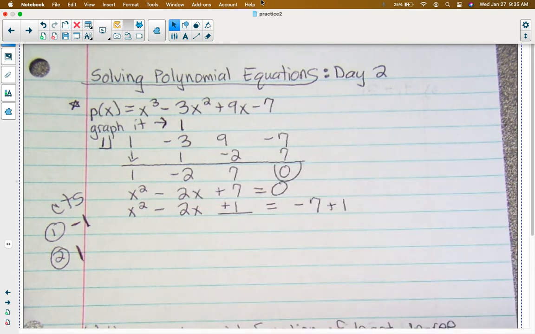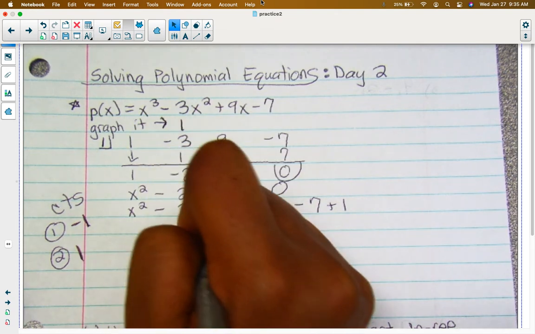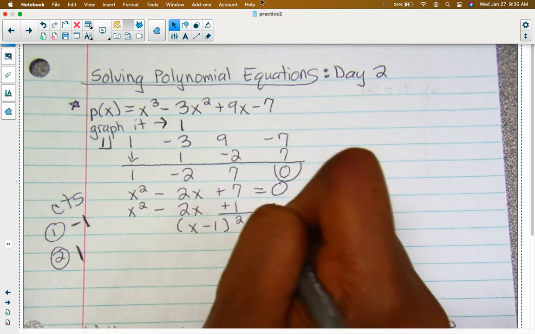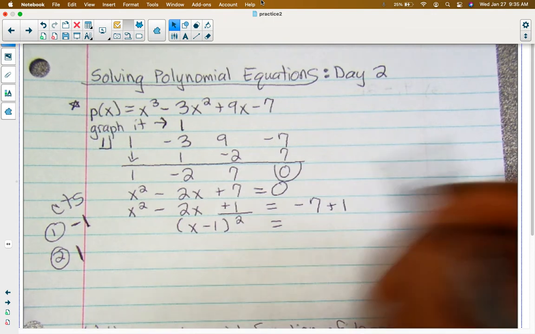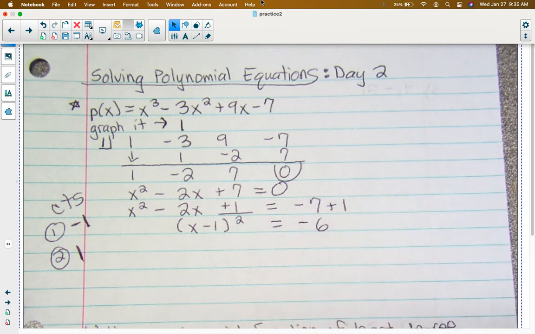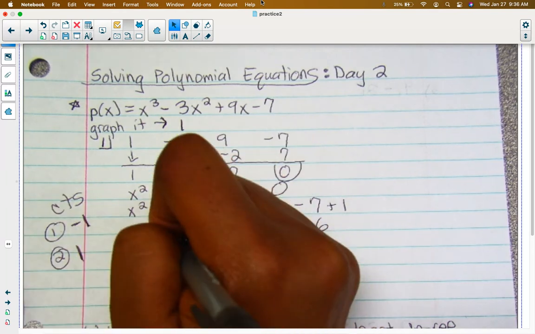From here, we factor it. 2 numbers that multiply to give me +1, add to give me -2. That's x minus 1 squared. -7 plus 1 is -6. If you write out your steps, number 1 will always be what it factors into, which is why I strongly encourage you, if you are not in that habit yet, to make sure you go ahead and you write your 2 steps out. From here, we're going to square root both sides.